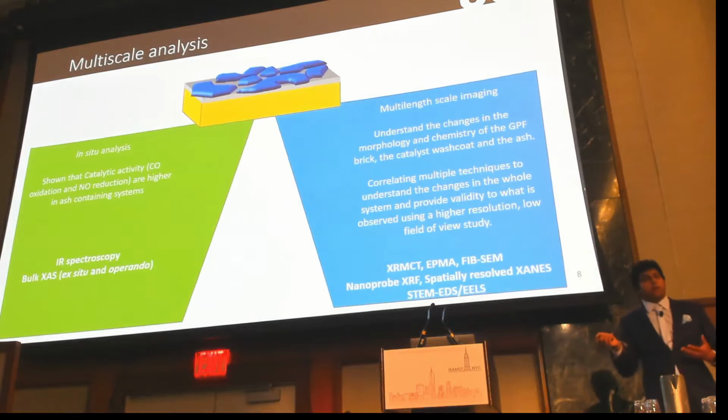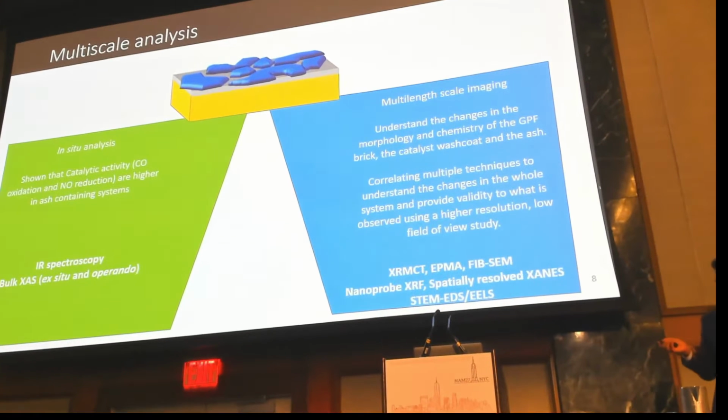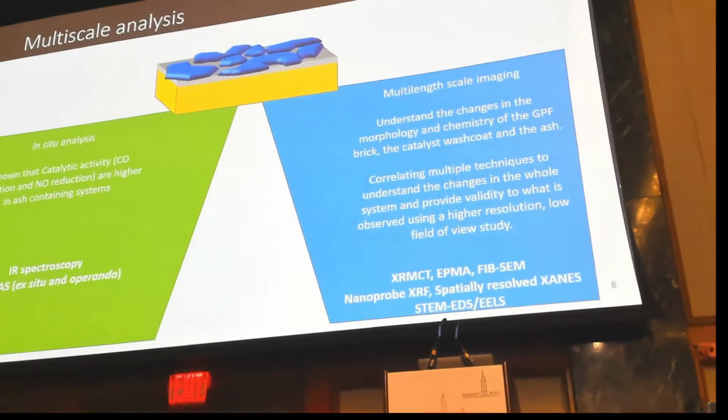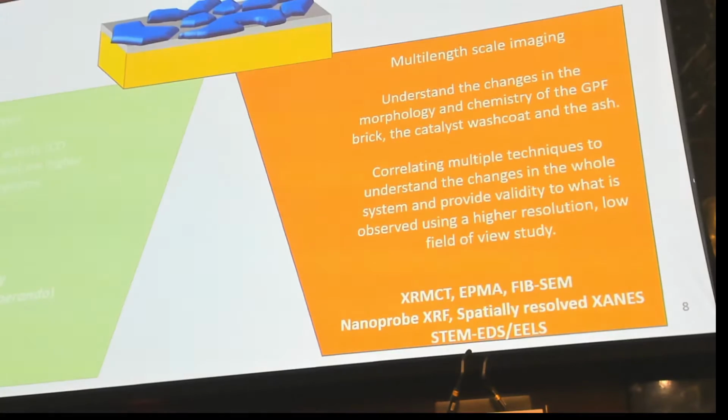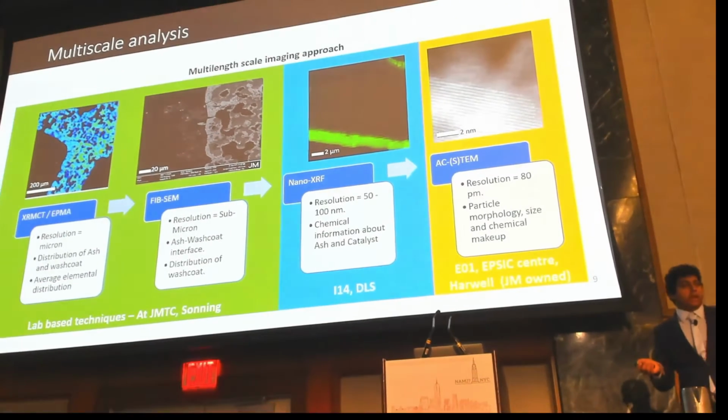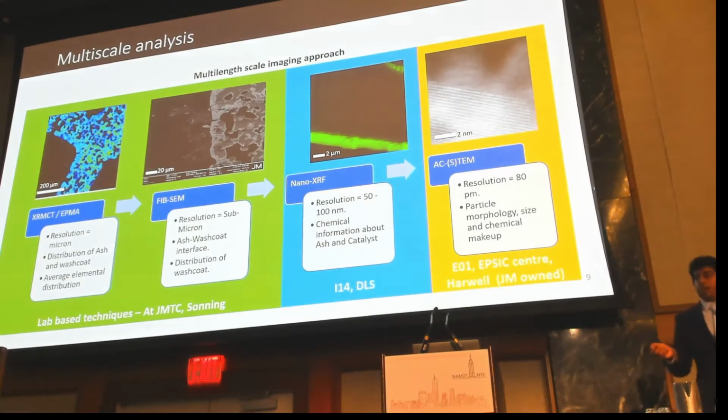So now we looked at using a multi-scale imaging approach to understand what is actually going on, and which speciations are actually affecting the system. I'll be going over some of these techniques right now. To reiterate the point, we've gone from an actual GPF and retained the spatial resolution, so we looked at the sample in the same region of interest using multiple techniques.